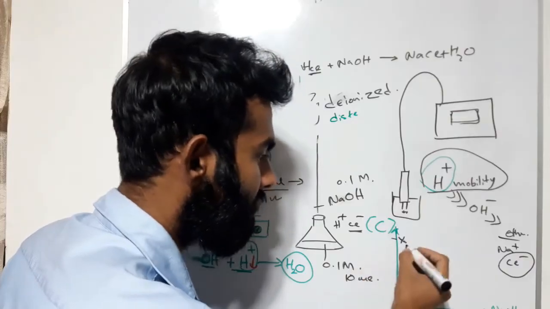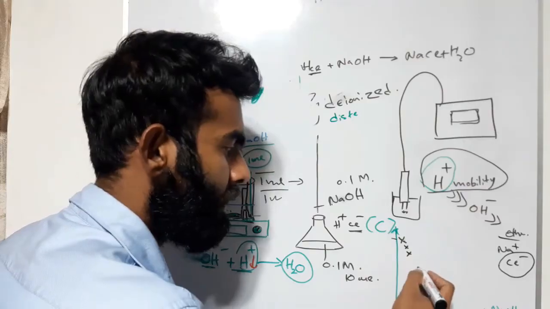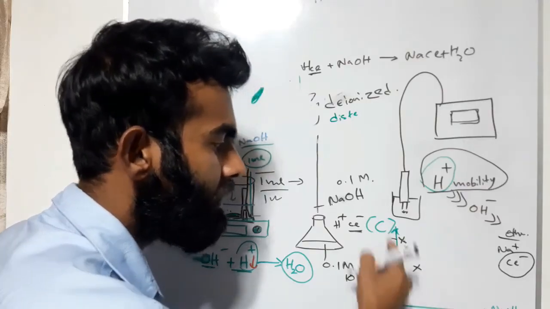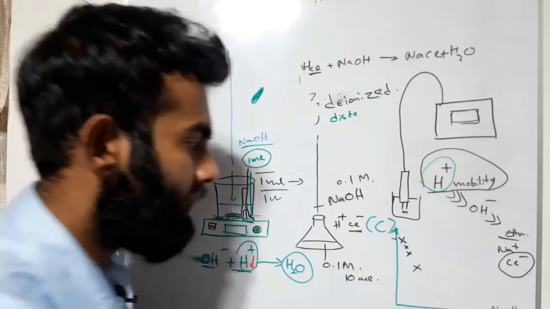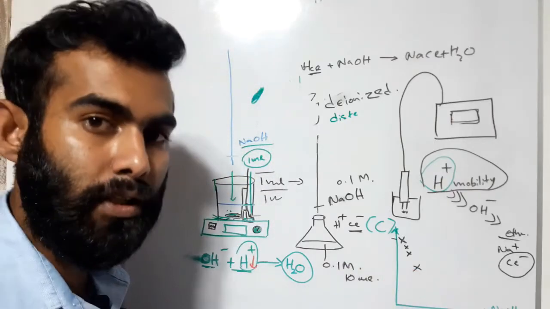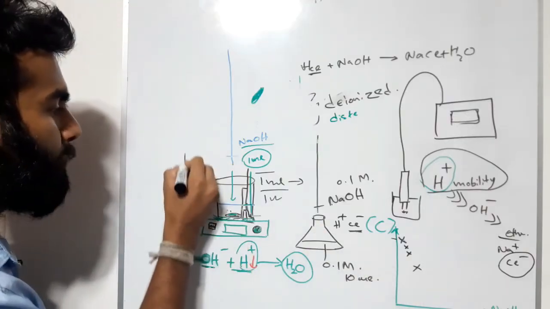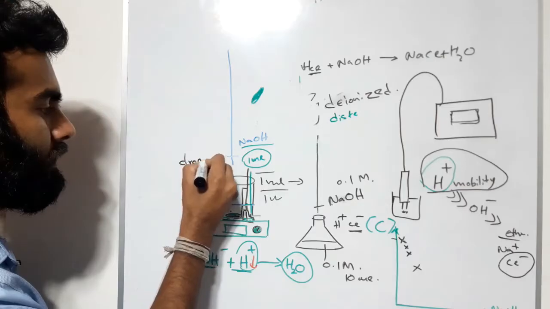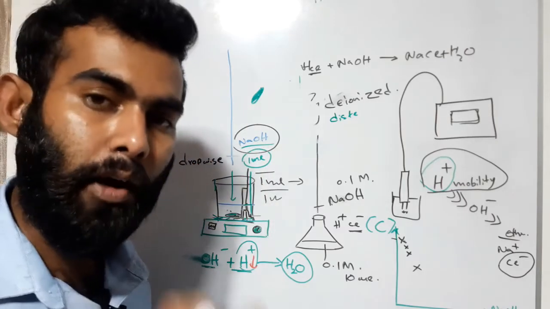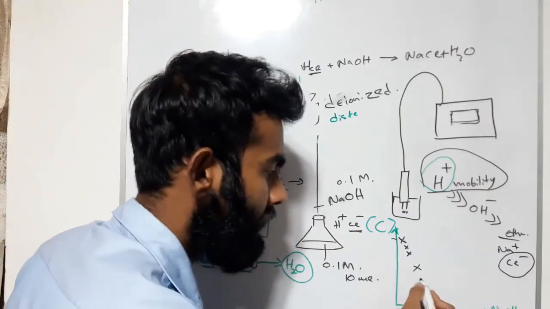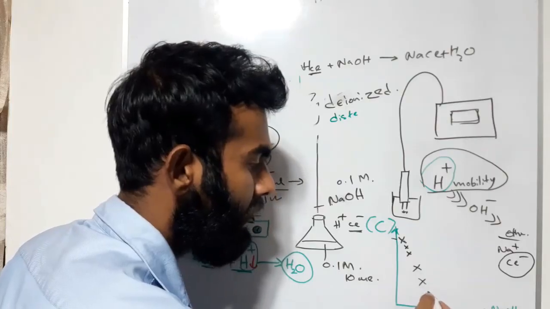Initially the readings will be very close to each other. However, after some time, the gap between the readings will be somewhat higher. That means now we are reaching the end point. At that time, we will add sodium hydroxide dropwise. We are not adding 1 ml. Now we are adding dropwise. At that time, we can see the gap between two points will be higher and higher.